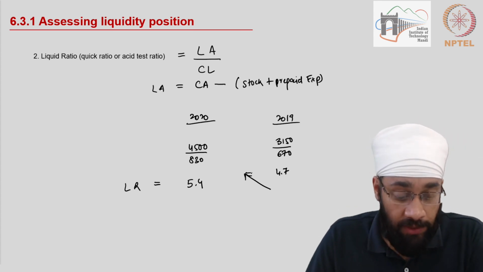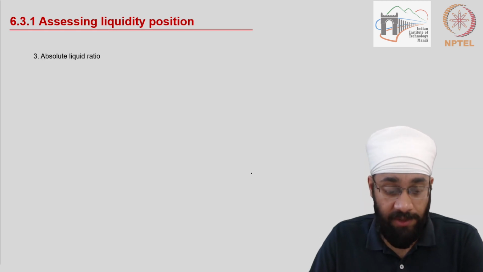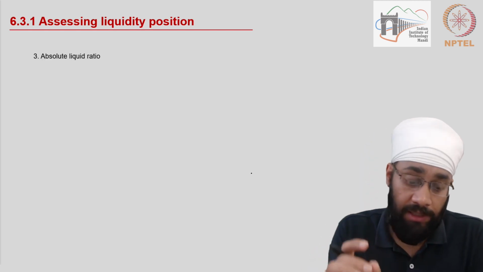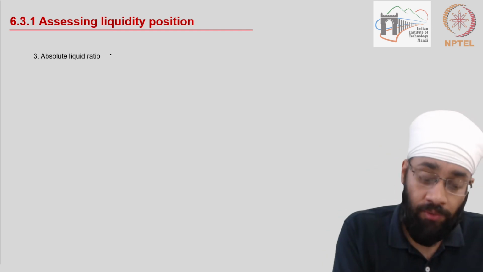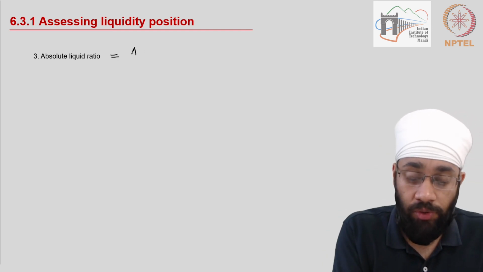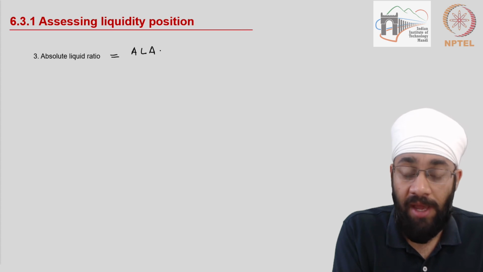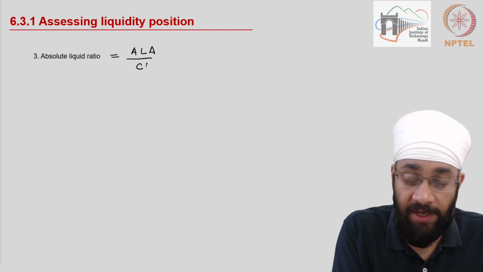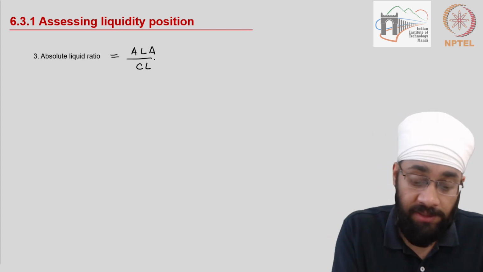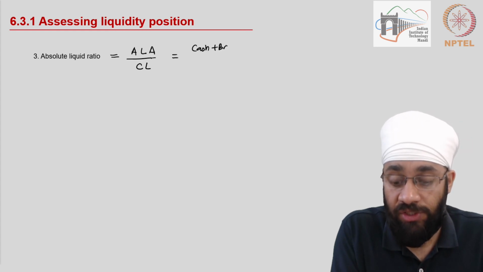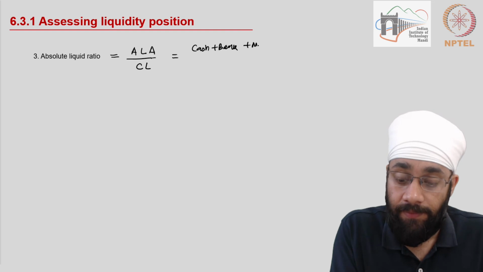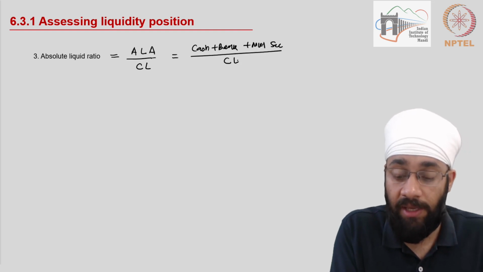Alright, so the two indicators are done, and now we go to the third indicator, which is absolute liquid ratio. In order to calculate absolute liquid ratio, you need absolute liquid assets as well, and then divide them by the current liabilities. Absolute liquid assets include three items: cash, bank, and marketable securities. Divide these by current liabilities.